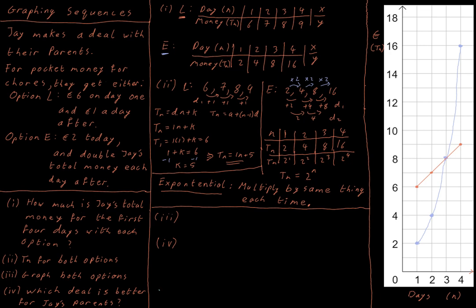Which deal is better for J's parents? Well, J's parents probably don't want to have to pay J too much money. So what this question means is which option is going to mean that they pay less money? Well, up to day 3, so up to day 3, it would make more sense for them to go with option E.